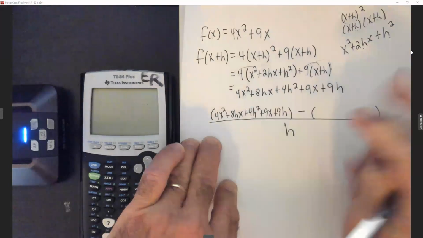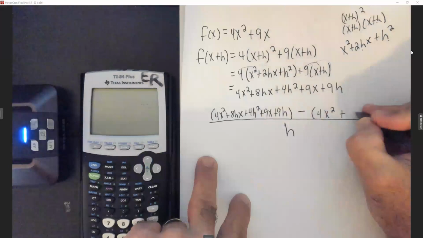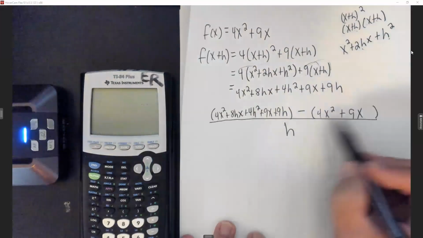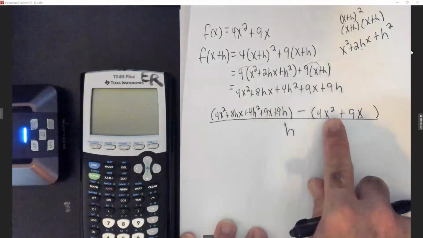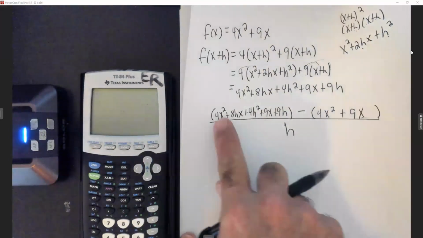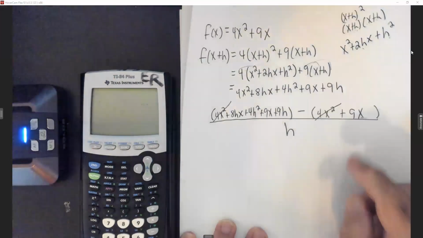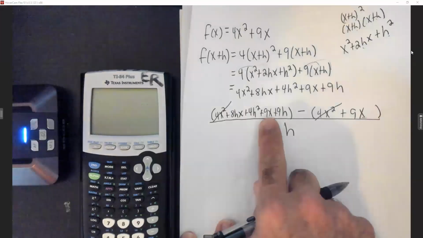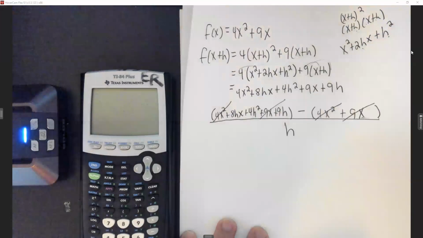F of x they gave me was 4x squared plus 9x. But remember, if you did this right, everything in this parentheses is going to cancel with the stuff in this parenthesis that looks the same. You see that 4x squared? There's a positive 4x squared, so they're going to cancel. That makes that a negative 9x. Here's a positive 9x, so that 9x is going to cancel with that 9x. So the second parenthesis is gone.